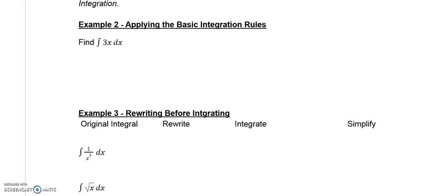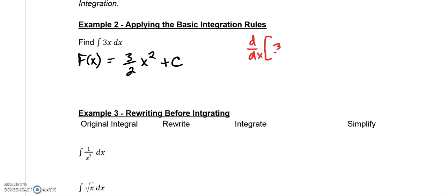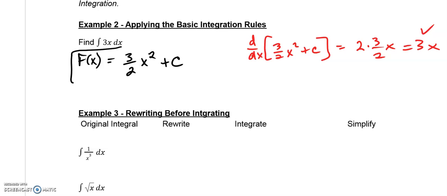Okay, so you're looking for the original function. And when you integrate this, you're going to end up with 3 halves x squared plus c. And you can check to make sure that's right. So if I find the derivative, I would bring this down, so it would be 2 times 3 halves x, and then that constant will cancel out, and that simplifies to 3x. So I know that I'm right. On this one, this is my final answer.